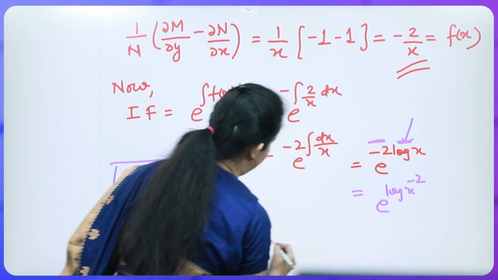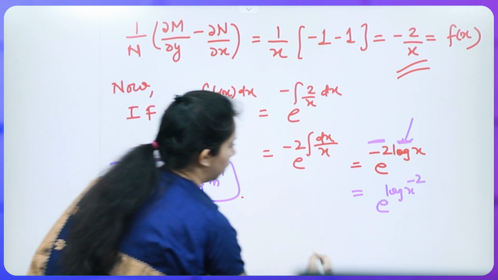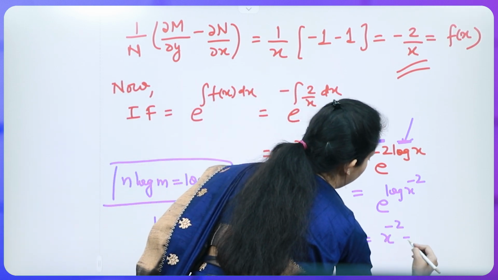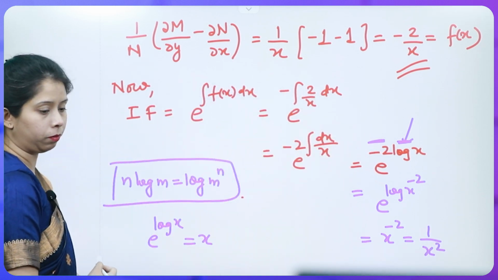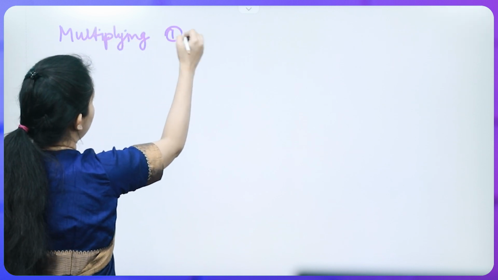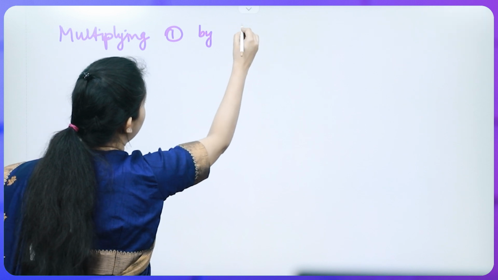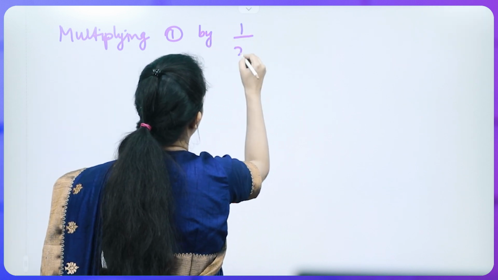Now, again by the property of log, e raised to the power log x is x. So, here we will have x raised to the power minus 2, which can be written as 1 by x square. Now, the next step is to multiply this integrating factor with equation number 1. So, multiplying equation 1 by the integrating factor 1 upon x square on both sides.